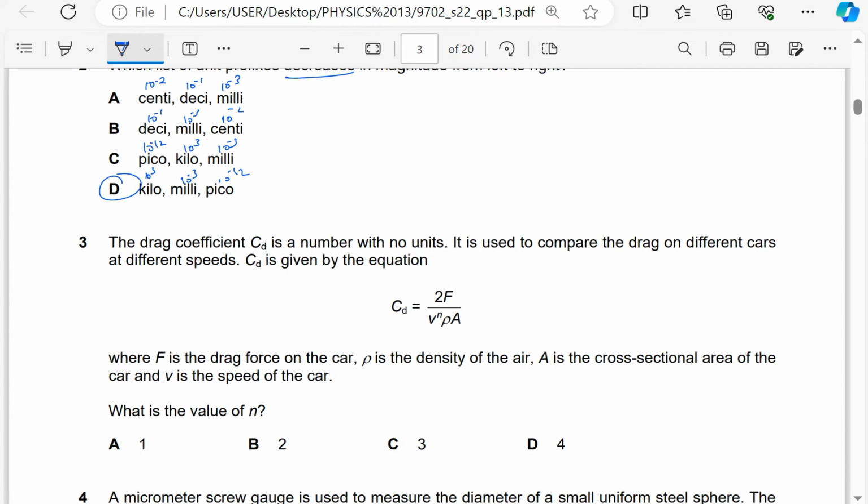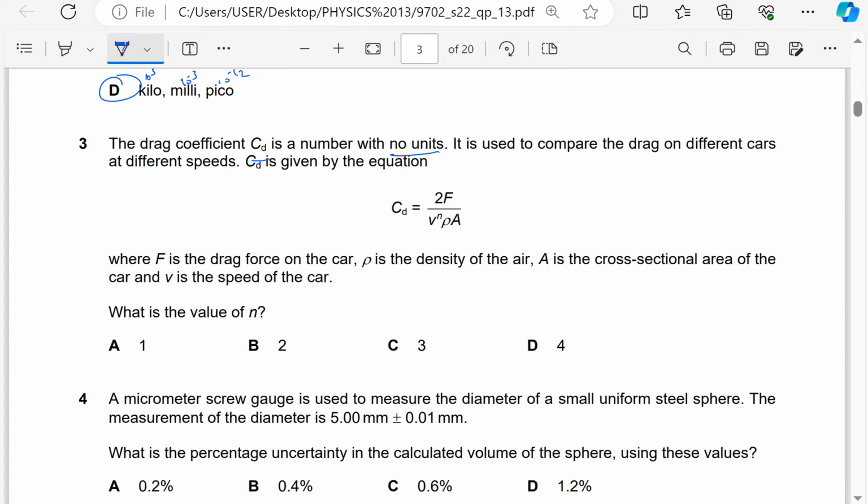The drag coefficient CD is a number with no units. It is used to compare the drag on different cars at different speeds. CD is given by the equation below. F is the drag force. Of course, we know the units will be kilogram meters per second squared. Rho is density. We know the units would be kilogram per meters cubed. A is cross-sectional area. We know the units will be meters squared. V is speed. We know the units are meters per second. What is the value of N?